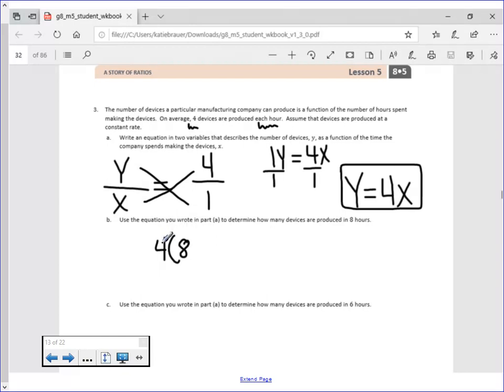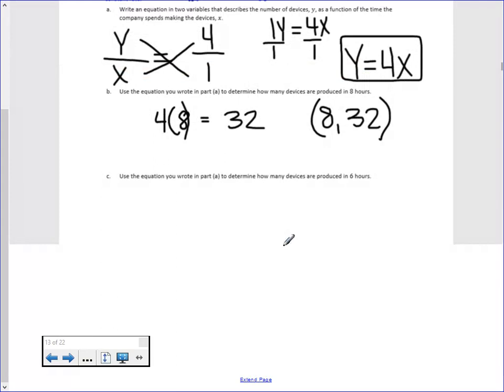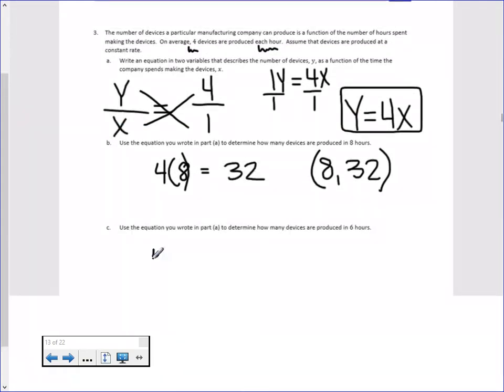That's false. Sorry, hold on. No, that's right, 32. So in 8 hours, you can make 32 devices. We're going to make these ordered pairs because we are eventually going to graph them. Then it says in 6 hours, you're going to take 4 times 6. How many devices can you make in 6 hours? Okay, so if we're making an ordered pair, 6 hours goes first, 24 devices goes second.